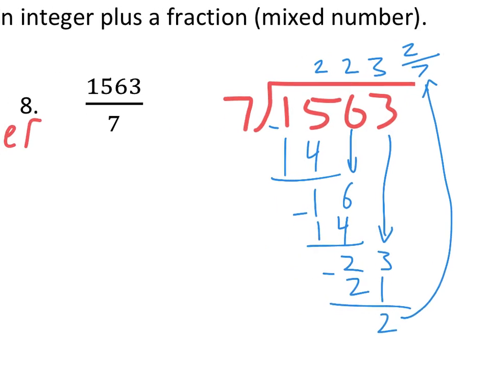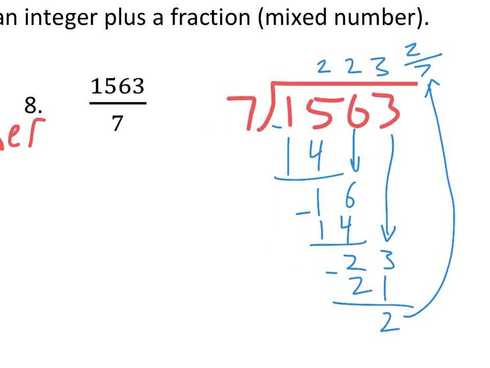We couldn't divide that by 7. We divided all of this by 7, and we divided as much out as we can, but we have a little bit left over, and that's a fraction of a whole. So 2/7.